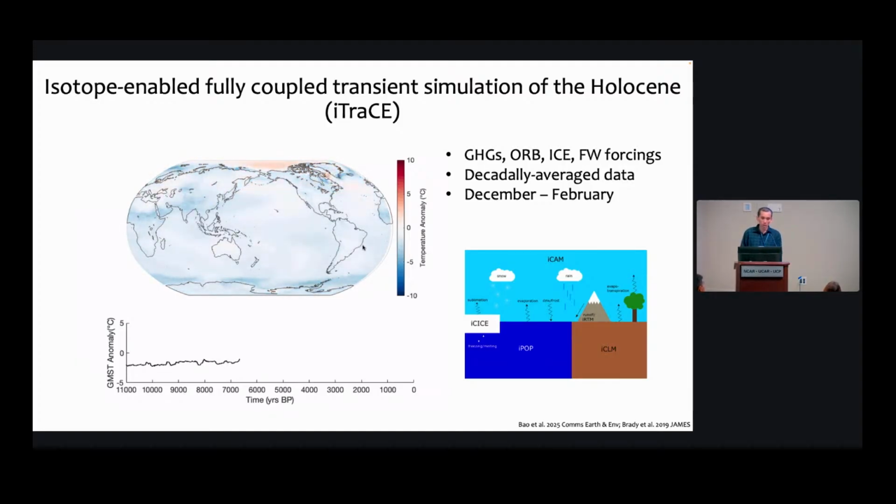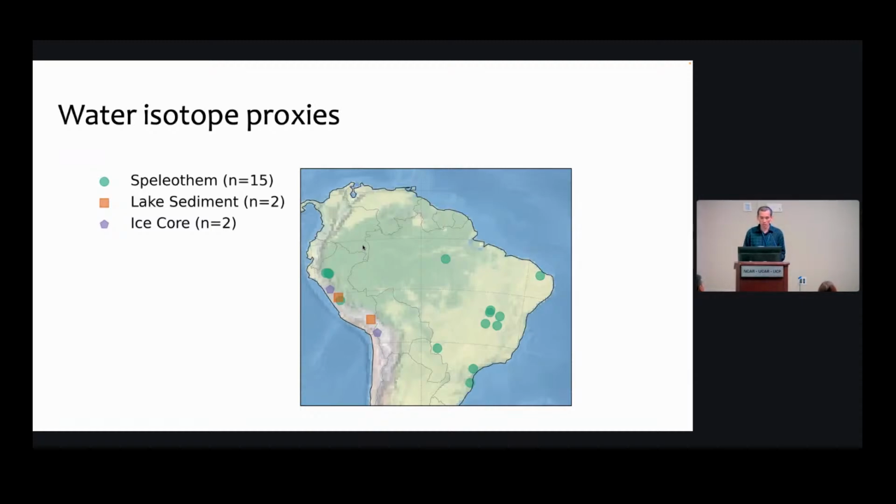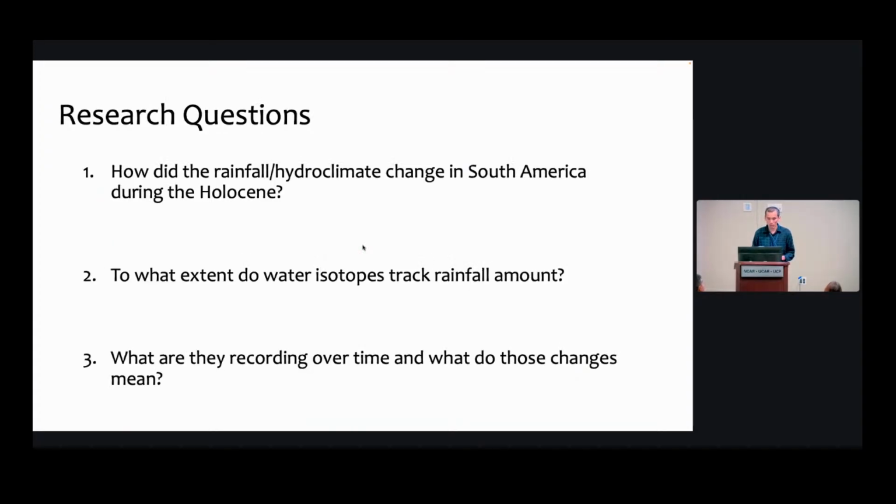Aside from the models, we also want to look into proxy records. I found all the proxy records that are water isotope based in the southern hemisphere part of South America, in the tropical and subtropical regions. In total, I found 19 records. So these are three questions I want to ask. First of all, how did the rainfall or hydroclimate change in South America during the Holocene? Second, to what extent do water isotopes actually track rainfall amounts? And thirdly, what are the proxy records recording over time, and what do those changes mean?